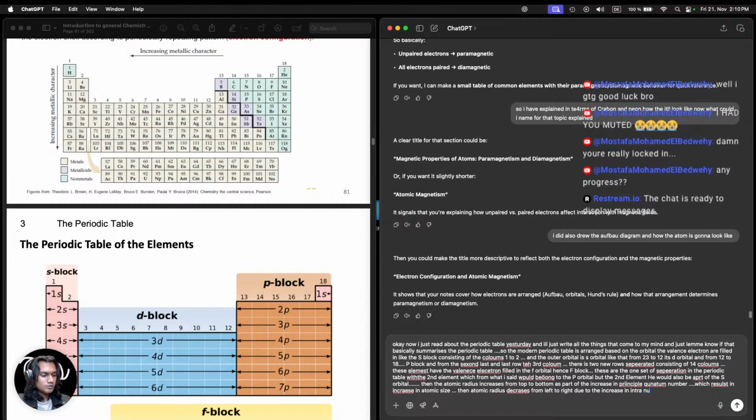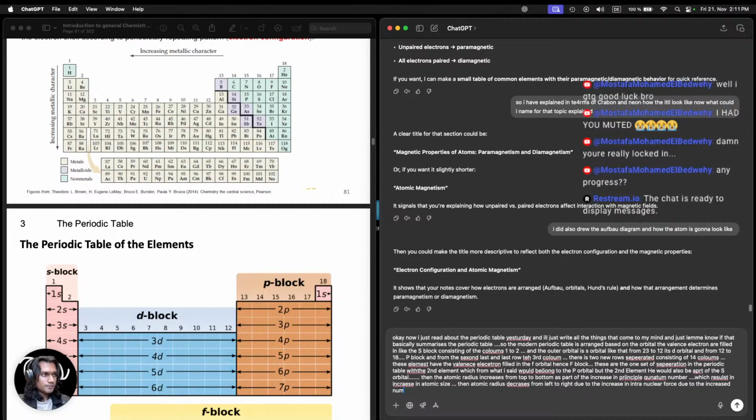Intra-nuclear force due to the increased number of protons, which pull in, reducing the size. Now.